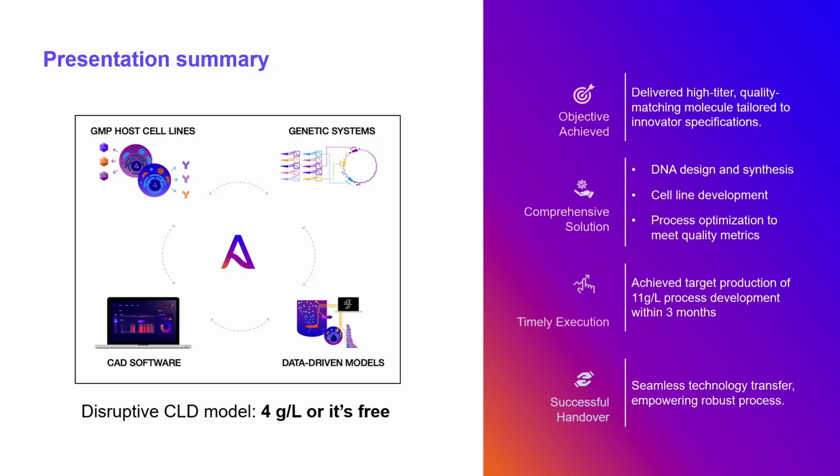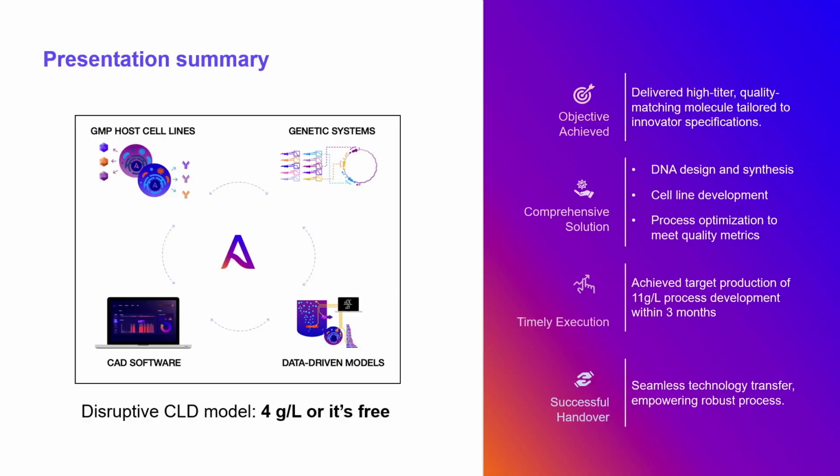And so, just a summary of what we just talked about. We were able to deliver a high quality, tailor-made molecule matching the innovator specifications. We did DNA design and synthesis using our Kernel software, performed cell line development so that we can optimize and find that top clone. And then we did process optimization to meet our quality needs. It achieved the target production of 11 grams per liter for this example within 3 months in process development. And finally, we showed that we're able to tech transfer and empower a robust process to those two partners that I demonstrated.